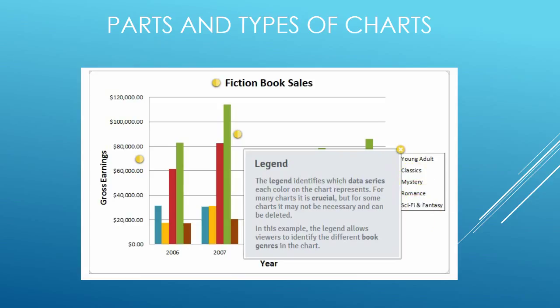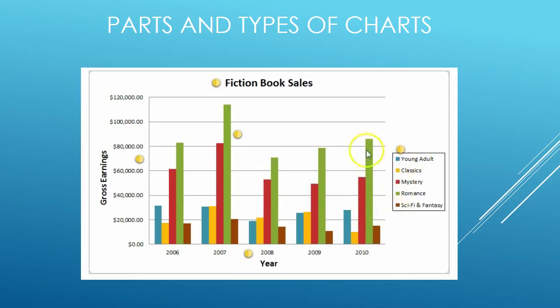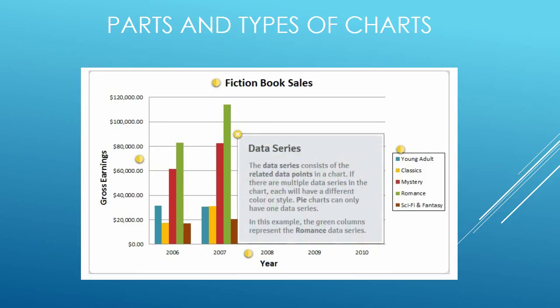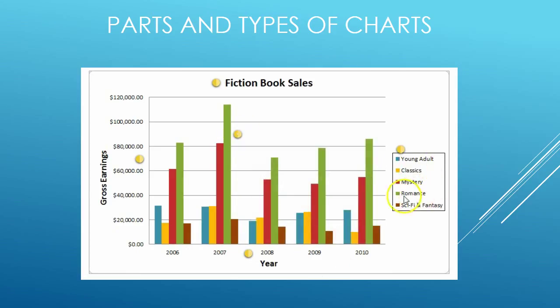In this example, the legend allows viewers to identify the different book genres in the chart. So you can see them by color, and then they're all listed here by color as well. The data series consists of related data points in a chart. If there are multiple data series in the chart, each will have a different color or style. Now, pie charts can only have one data series, so you can't have a bunch. In this example, though, the green columns represent the romance, and we know that because if we look at our legend, romance pertains to this one here.